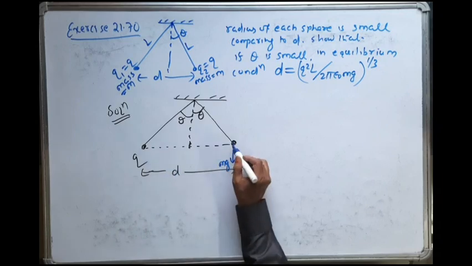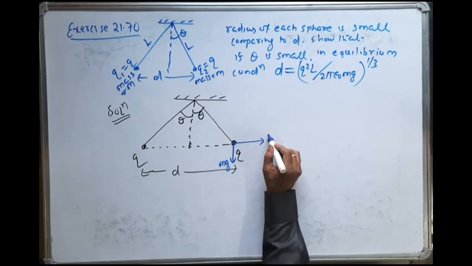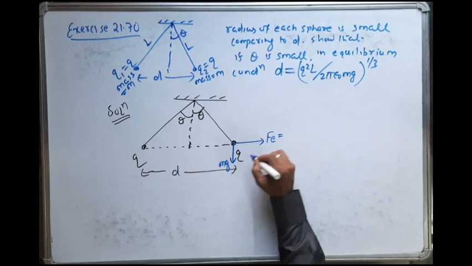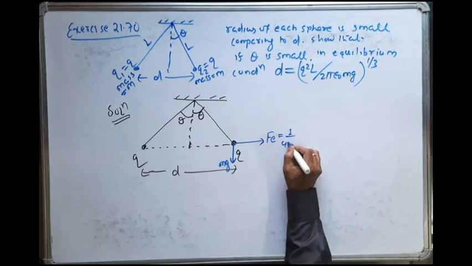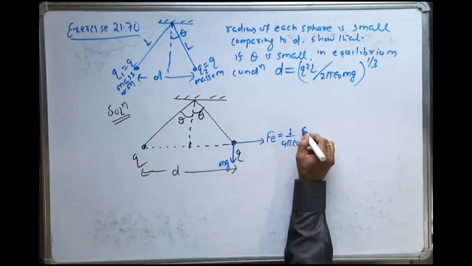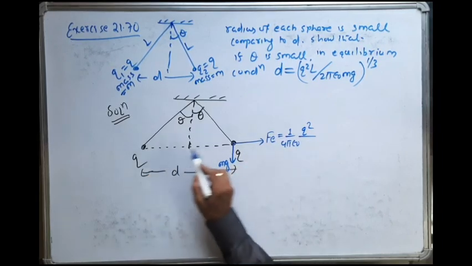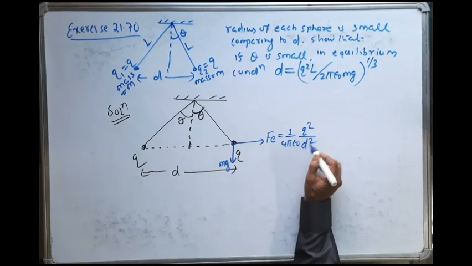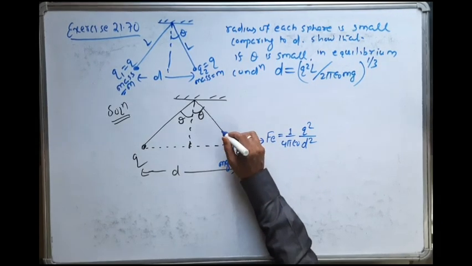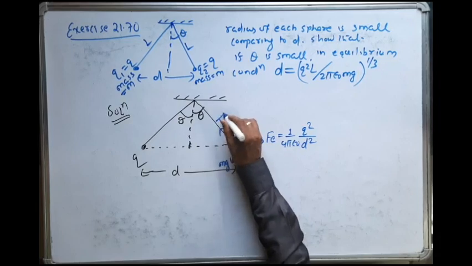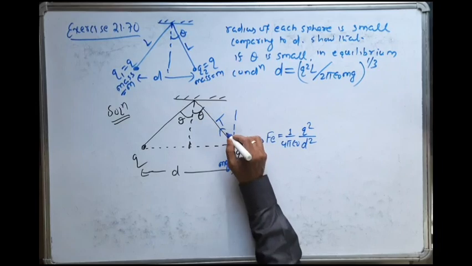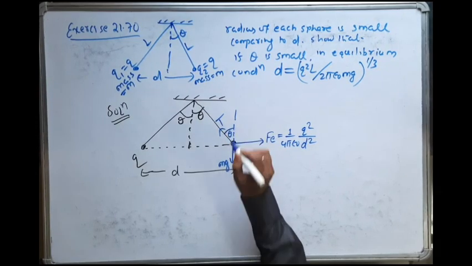Now this q will repel this q along this direction. This is the electrostatic force. What is the formula? K q1 q2 by r square, where K is equal to 1 by 4 pi epsilon naught, and q1 into q2 is q into q, which is q square, divided by the distance of separation d, so d square. So this is the electrostatic force between these two bodies, and there is a tension T developed in the string. Just draw a vertical line here. If this angle is theta, this angle is also theta, that is an alternate angle.